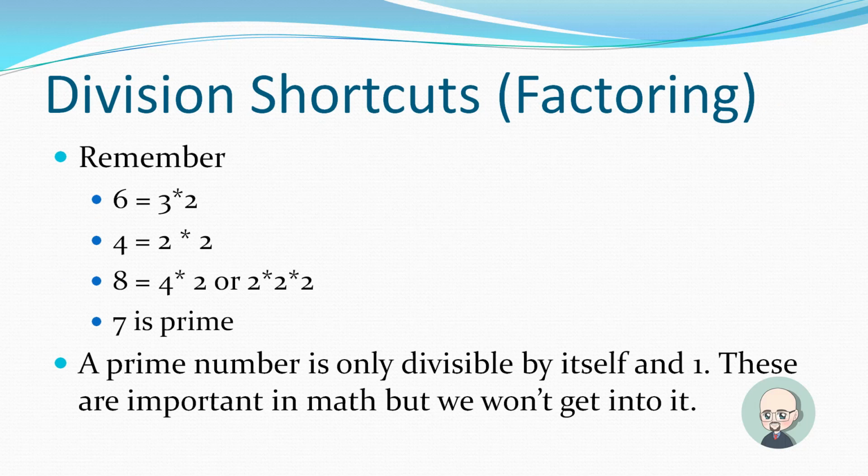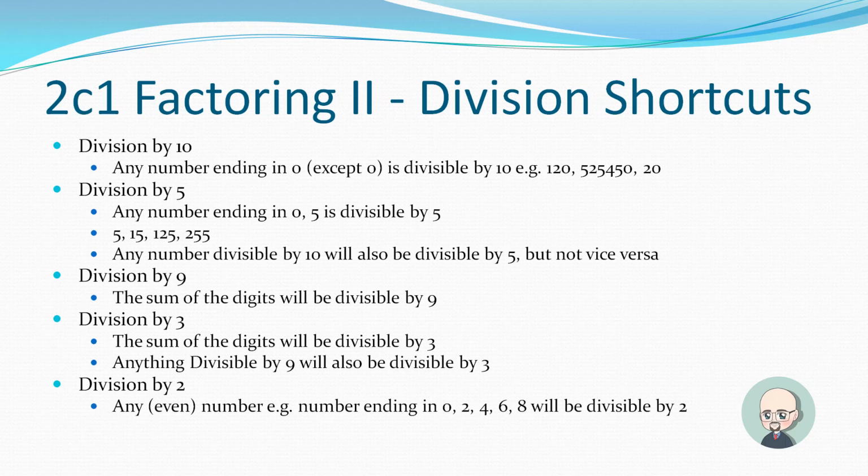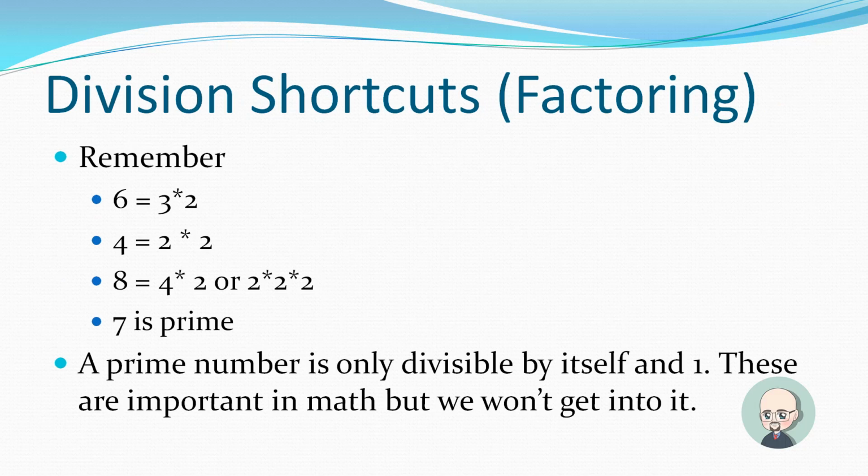All right, so here are some examples. Other than those numbers that we just talked about. We just talked about division by 10, 5, 9, 3, and 2. Remember, 6 is made up of 3 and 2. Remember, 4 is made up of 2 and 2. 8 is 4 and 2, or 2 times 2 times 2, 2 cubed.